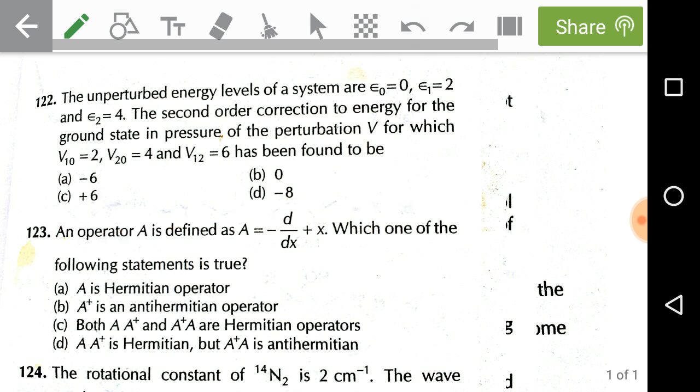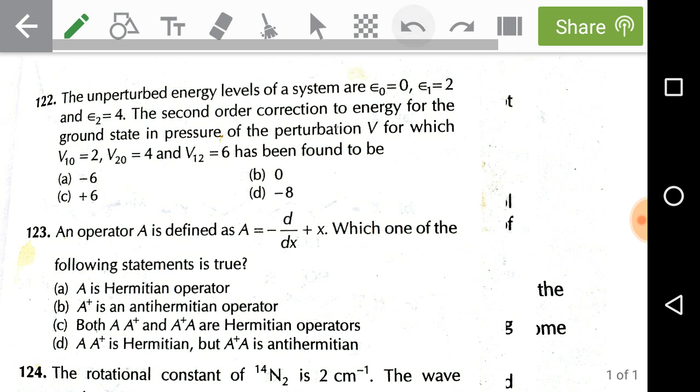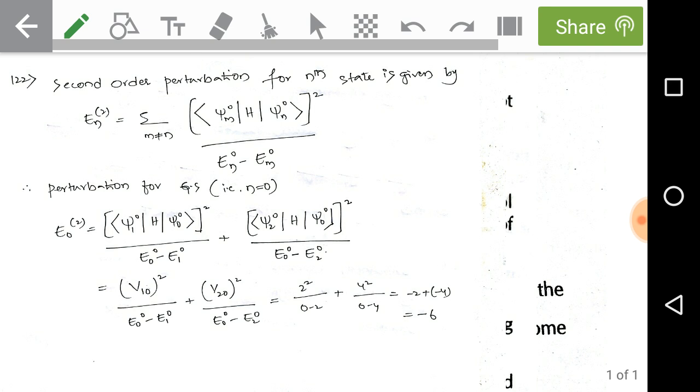Next question: the unperturbed energy levels of a system are epsilon 0 equals 0, epsilon 1 is equal to 2, and epsilon 2 is equal to 4. The second order correction to energy for the ground state in presence of the perturbation V, for which V10 equals 2, V20 is equal to 4 and V12 equals 6, has been found to be. Now just look at the 122 question answer here.